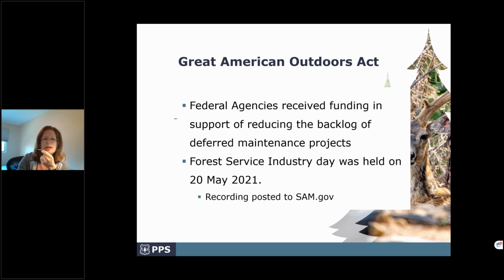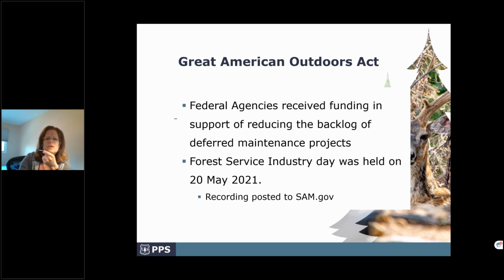So the GAOA projects, I wanted to go over that a little bit. In fiscal year 20, Congress passed the Great American Outdoors Act, and that provided the Forest Service with $285 million per year for the next 5 years to address a significant backlog in deferred maintenance projects. All of the projects are focused on reducing the amount of deferred maintenance for both transportation and non-transportation based projects.